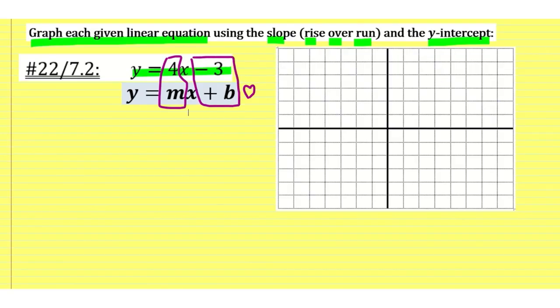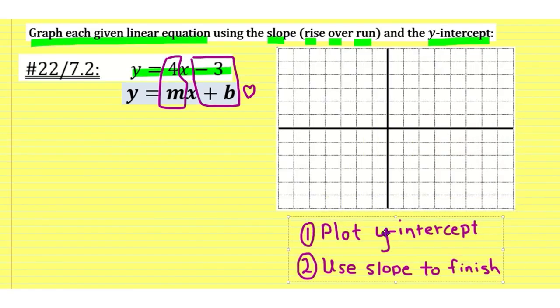So we are going to use those numbers. We are going to plot the y-intercept first, and then we're going to use our slope to finish. So my y-intercept is the negative 3. So that means on the y-axis, here's the y-axis, I'm going to go find negative 3. So negative 3 is going to be down here, negative 1, negative 2, negative 3. So right there is my y-intercept at negative 3. So I've plotted my y-intercept.